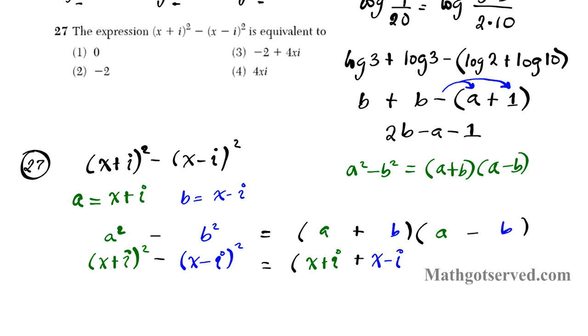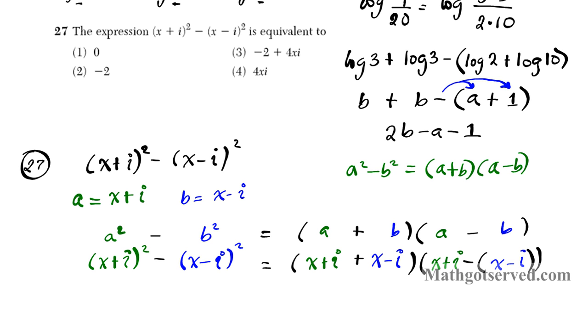So this is a plus b. And a minus b is going to be a, which is x plus i. Now, since we're dealing with a negative, we have to use parentheses, right? b is going to be x minus i. Let's write that down, x minus i. So there you have it.